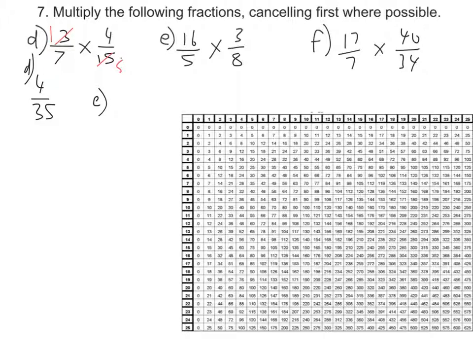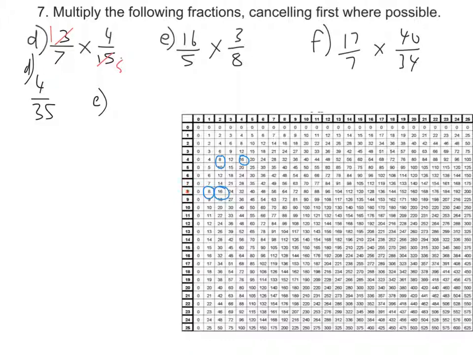we have 16 over 5 multiplied by 3 over 8. I try and simplify diagonally. So I'm trying to find one number that goes into both numbers equally. I look at my times table and I can see that there's a number 8 here and a number 16 here. There's also a number 8 here and a 16 there. But I don't want this one because the highest common factor is 8. So this is what I want.